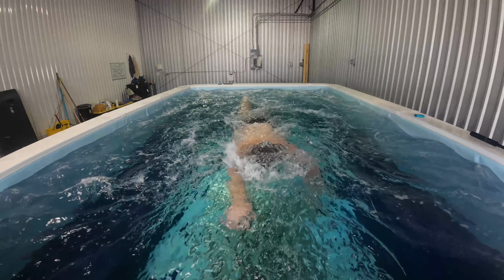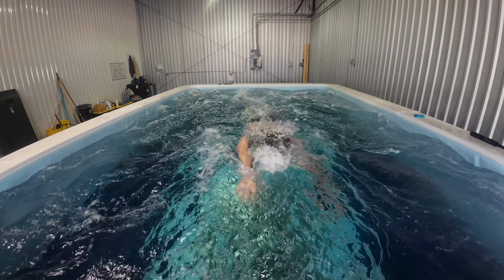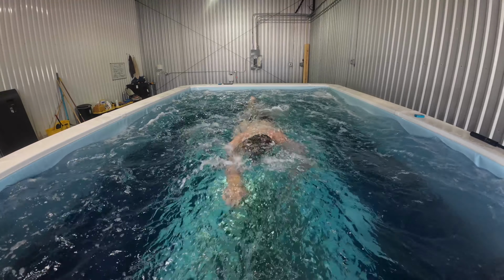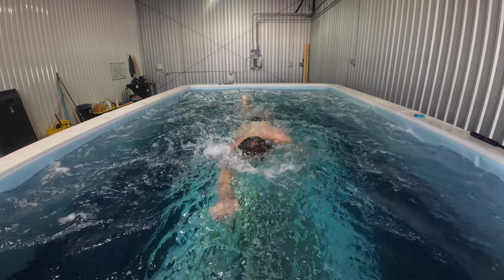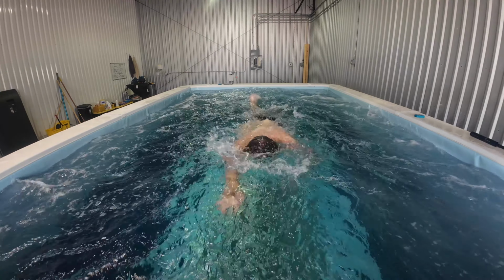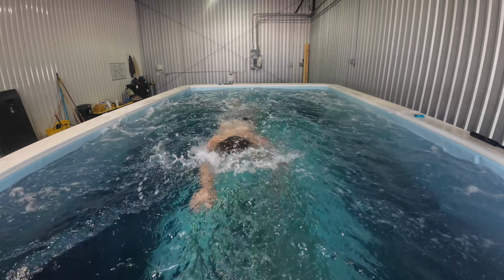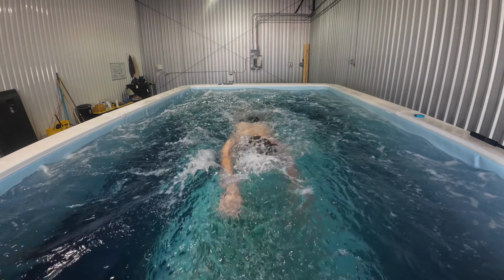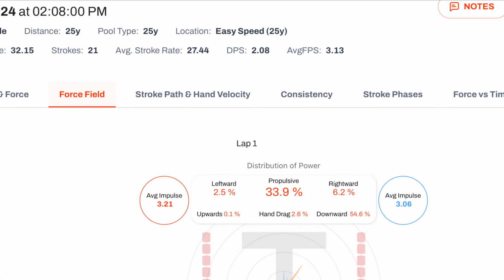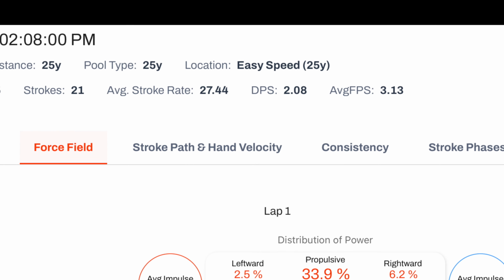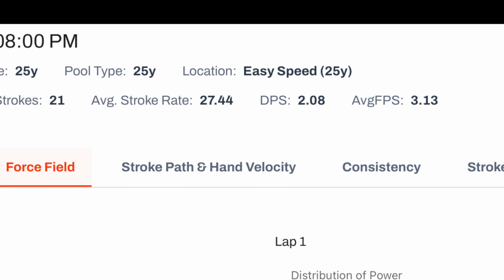So here is the 1:15 per 100. You can see this is kind of the pace that I would typically go where everything can start to engage. It's also kind of the pace in the endless pool where you can still see underwater, where it doesn't get too bubbly. But what we want to look at is not only that amount that I'm producing on each side, so 3.21 and 3.06, but also the average stroke rate, which is 27.44, the distance per stroke, which is 2.08, and then the average force per stroke, which is 3.31.